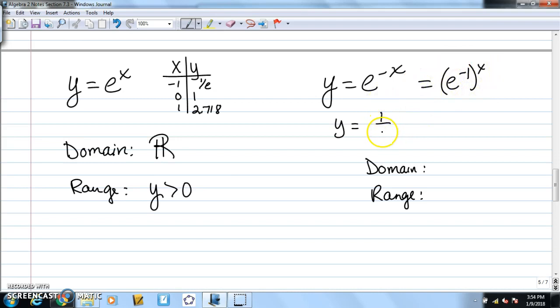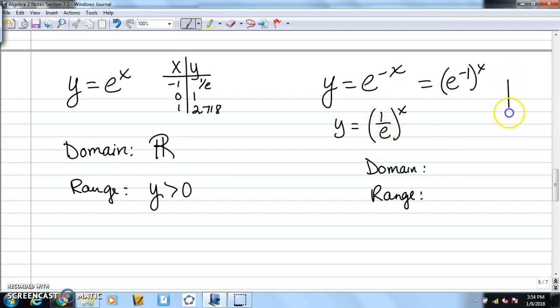the x. Well, e to the negative 1 is 1 over e. So this is your factor that you're looking at to see if it's growth or decay. 1 over e, 1 over 2.718, that's close to 1/3. That's still between 0 and 1, right? So this is a decay function.